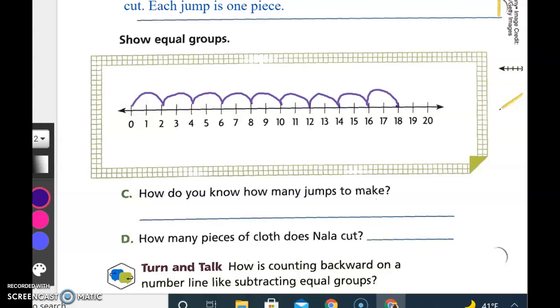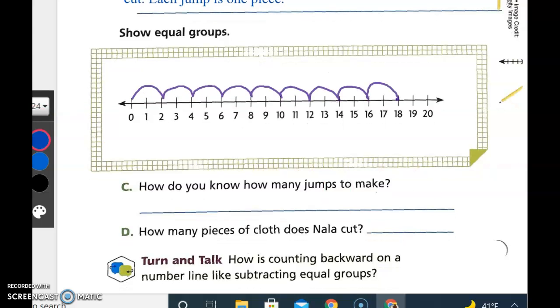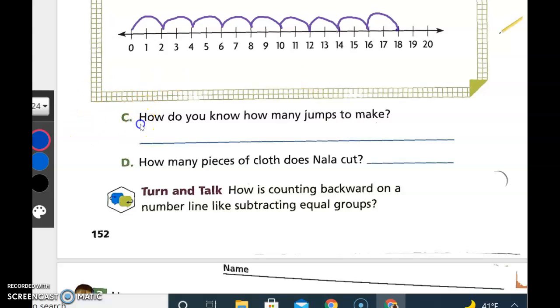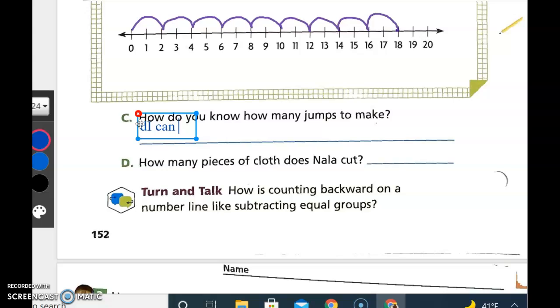Now, how do you know how many jumps to make? What did we do? Subtract. We did. I can count back by 2s until I end up at 0.